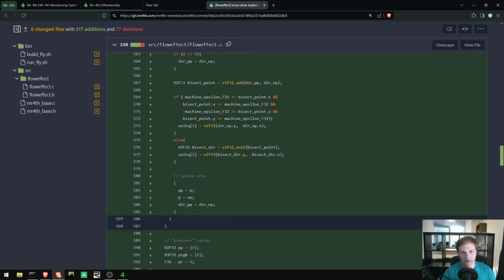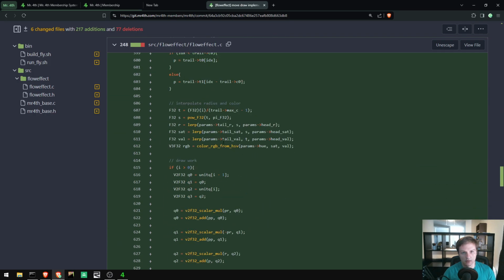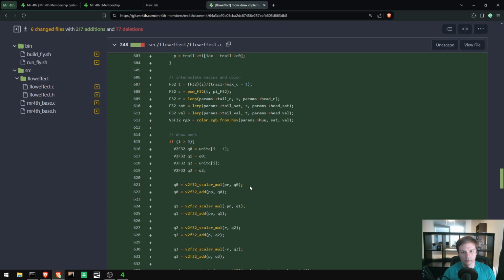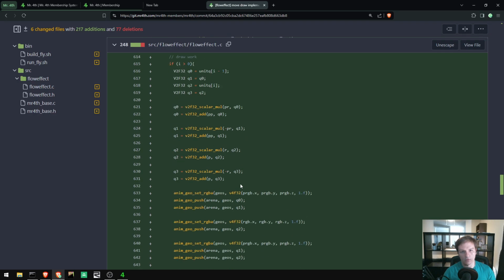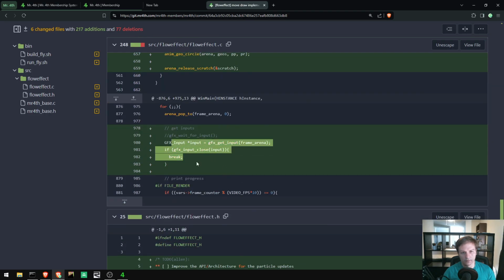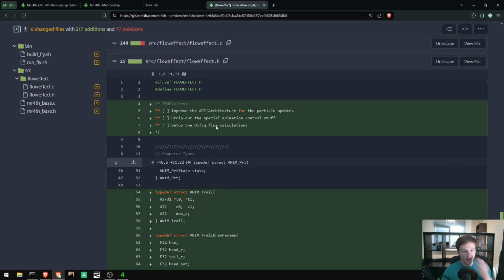But yeah, so this was just implementing that. This is all implementing that logic for the drawing of the trail. And I think that's pretty much everything. I do have some new to-dos that I left myself. All right, so this is where I want to start, is looking at the API and the architecture for particle updates. That is a little bit clunky right now, and I want to understand how it's working and fix it.